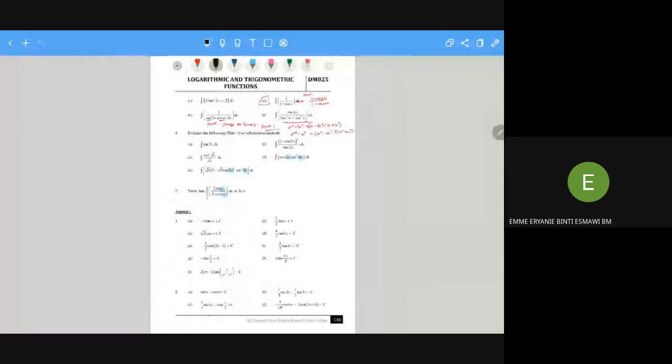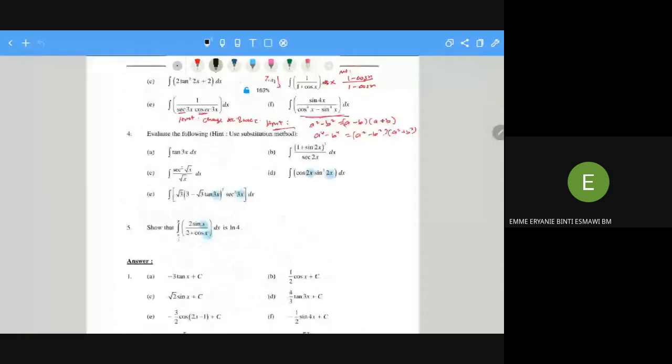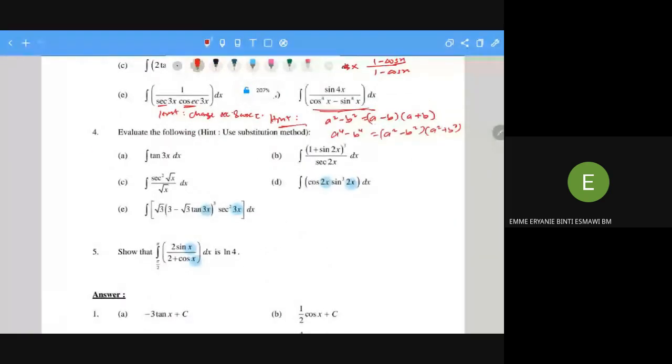Jadi your homework would be number 4 and 5. Okay. Jadi number 4 ni semua tidak ada limit. Maka jawapan akhir tu kena ada plus C. Number 5 ni ada limit. Jawapan akhir tu dia dah minta kita show jawapan akhir adalah 1/4.